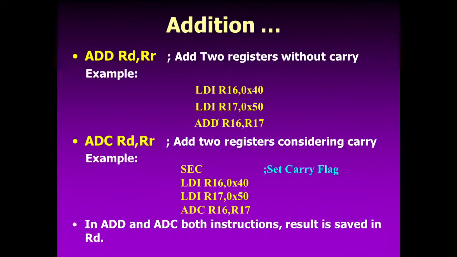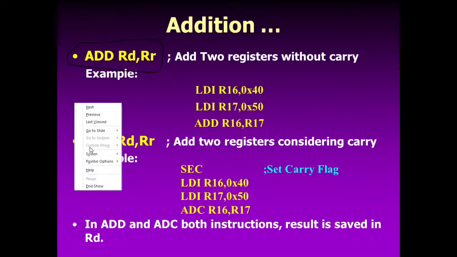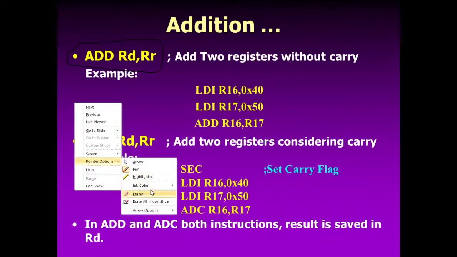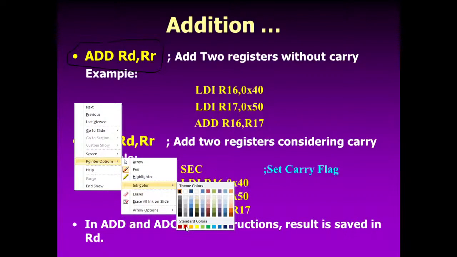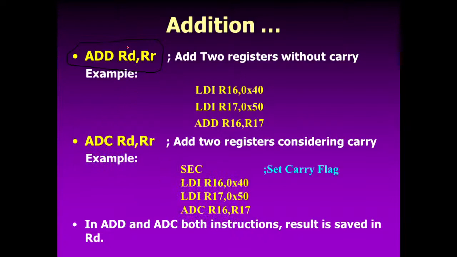There are more addition instructions. Like we have studied, ADD Rd, Rr can add any registers. That means instead of Rd you can use R0 to R31, and instead of Rr you can use R0 to R31. So you can specify any register here. For example, here R16 and R17 are specified.